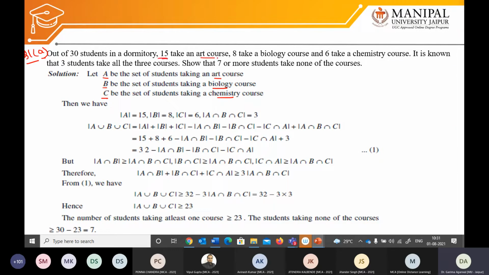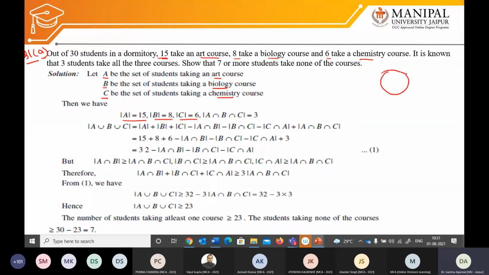Now 15 students take arts, that means the cardinality of A is 15. 8 students take biology, that means the cardinality of B is 8, and 6 take chemistry, that means the cardinality of C is 6. 3 students take all the courses, right?